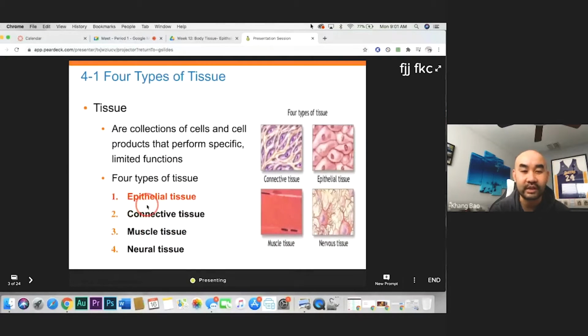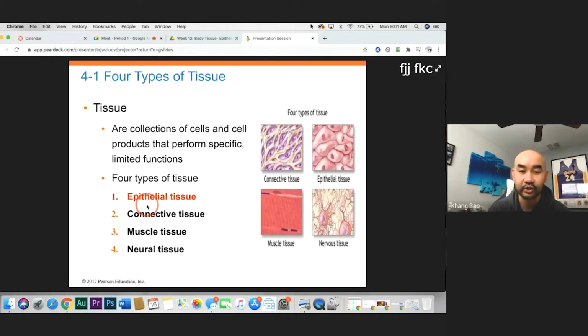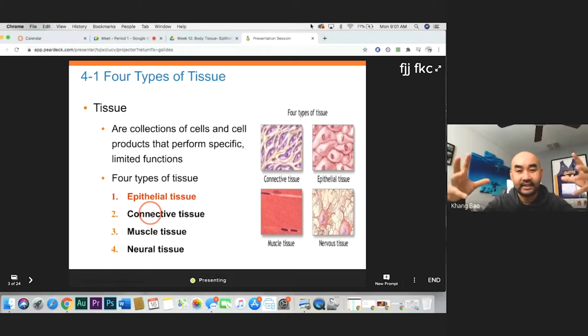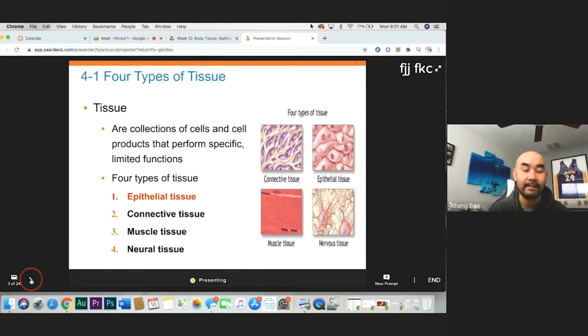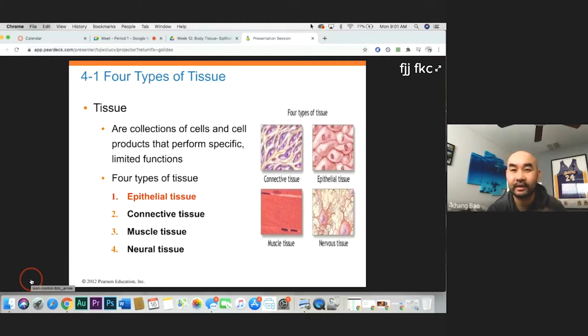Today we're gonna focus on epithelial tissue. This week we're gonna focus on epithelial tissue. So we're gonna go from outside in, right? And the first layer is the skin. You have skin, and we call that epithelial tissue. It's not just skin only, by the way, there are other things too, right?